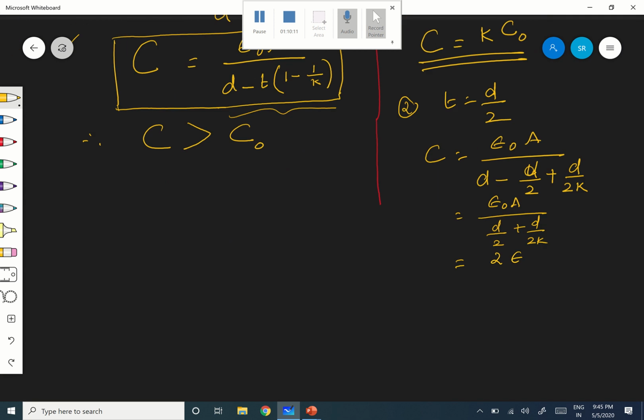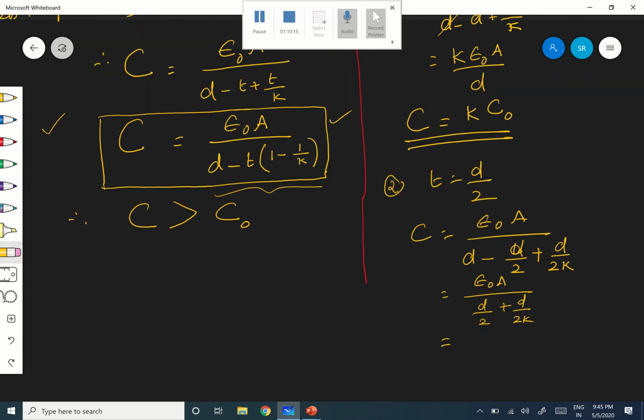If you solve this, you will be getting 2K, with the D inside, therefore D by 2 epsilon naught A by D. Epsilon naught A by D is C naught, therefore 2K C naught divided by 1 plus K. Take the LCM for that, 1 plus K. Therefore C is equal to 2K C naught, where C naught is epsilon naught A by D. So this is the case when T is equal to D by 2. Are you following? 2K C naught divided by 1 plus K. So this is the value. Hope you have understood. That's it for today.